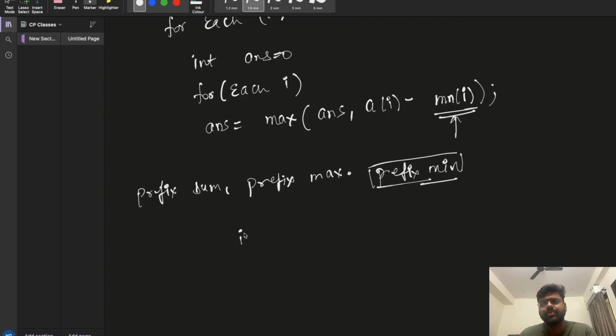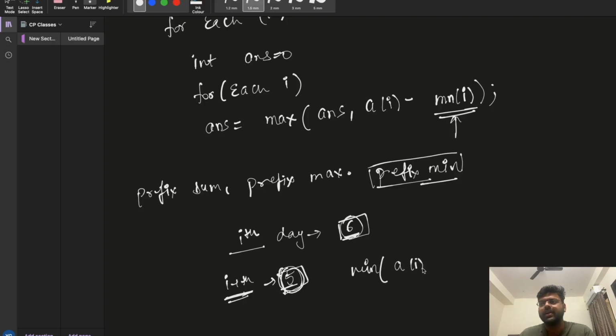Let's suppose I'm sitting on some ith day. Let's suppose the value of the ith day is 6 and the (i minus 1)th is 5. Now for the ith day, I know the minimum till the (i minus 1)th day is 5. So for the ith day I could simply say that the answer could either be 6 or 5, and it would be simply the minimum of both of them.